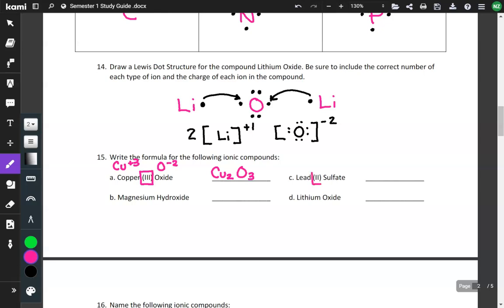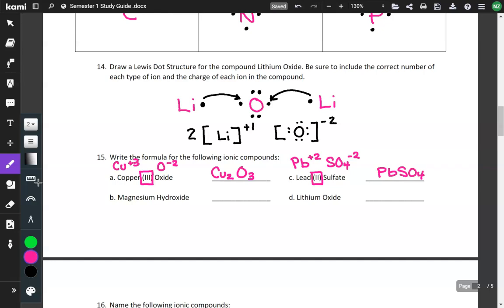Okay, lead, 2. So lead is +2. Sulfate comes from our table of polyatomic ions. And if I look up sulfate on my table of polyatomic ions, that is SO4, and it is -2. So I'm just going to put those two things together. So PbSO4.